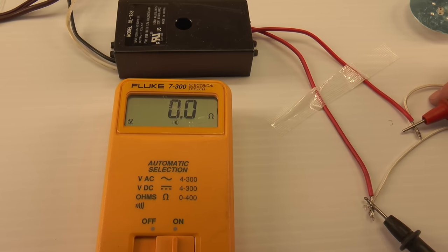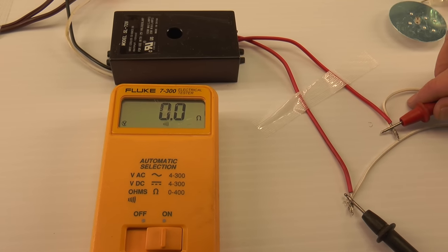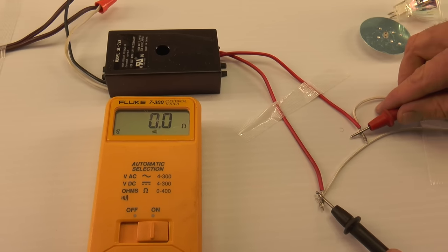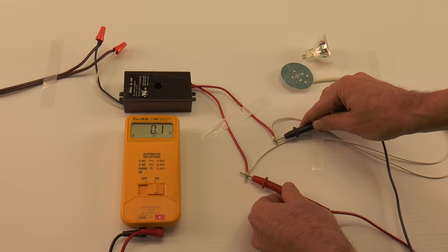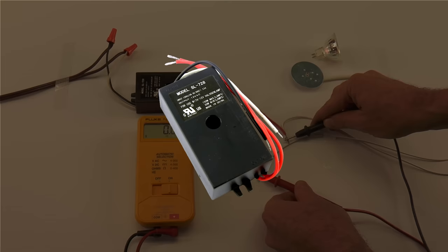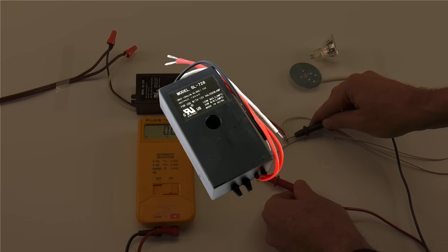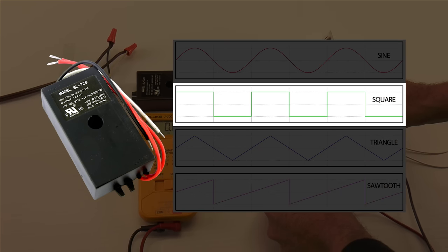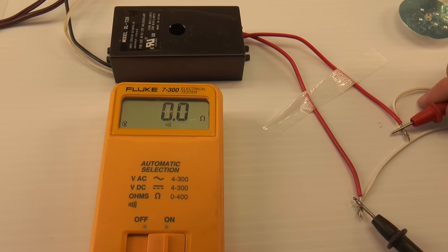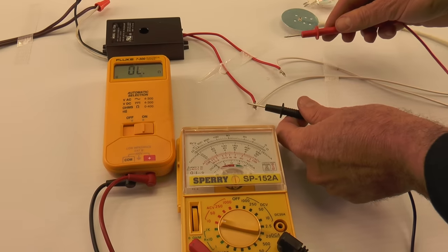He attached this expensive digital meter and came up with the results you see here. Not very good. What he did not take into account is that almost all small electronic, low voltage, lighting transformers have a square sine wave in their output, and his voltage meter will not measure correctly when connected. So let's put an analog meter on the line and see what we get.